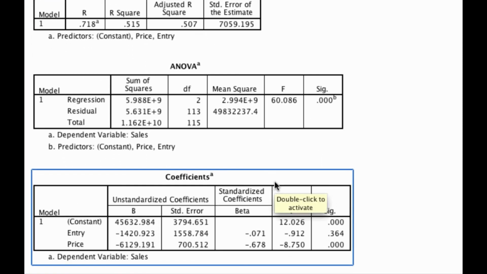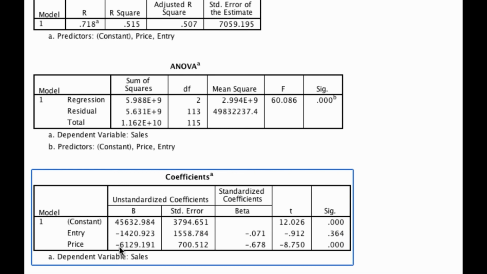we find the following coefficients. First, we find that the coefficient for entry is much smaller than it was before. It's only negative 1,400, and it's not statistically significantly different from 0. However, we find that price has a very significant and very negative influence. In other words, it's not the entry of competitors per se that drove the effect on sales, it's the fact that it also happened to co-occur with a change in price.